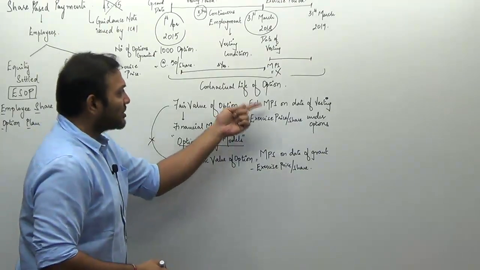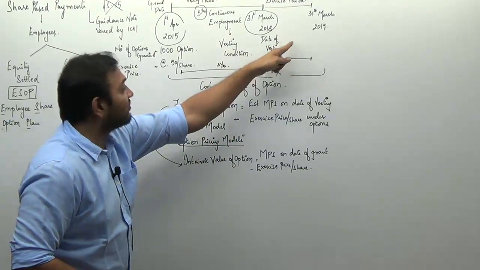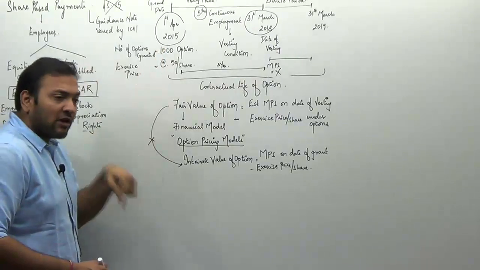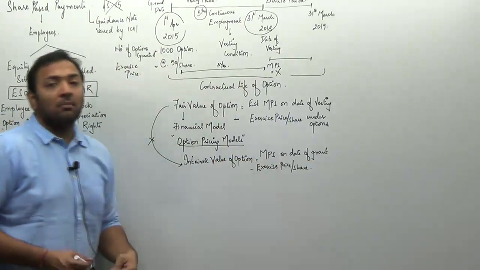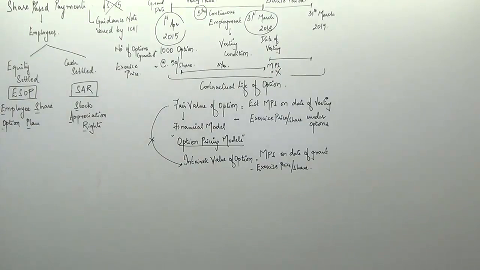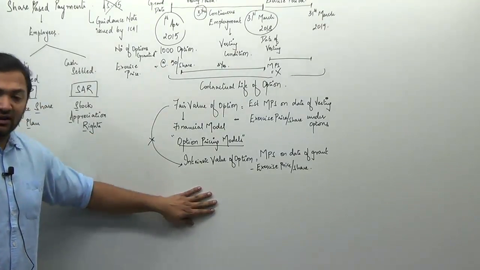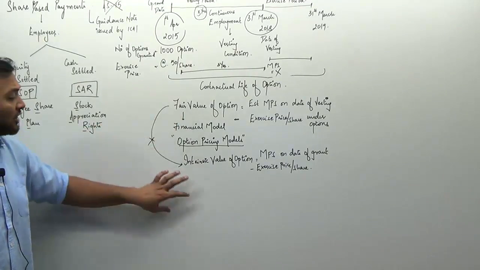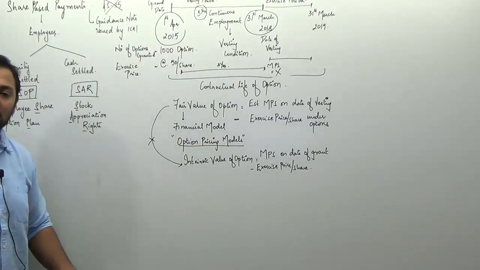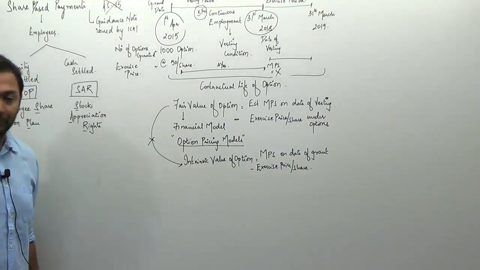What did I change? Instead of taking market price per share estimated on the date of vesting, I am taking the figure which I have now. I will definitely have this figure, market price on date of grant, because I am granting the share. I definitely have an idea about what the market price was when I granted the share. So market price per share on the date of grant minus exercise price is the intrinsic value of option. Is it a correct valuation? No. But in absence of fair value, we can use a reliable estimate, that is intrinsic value. Because fair value is based on estimate, but your intrinsic value is based on complete actual figures.